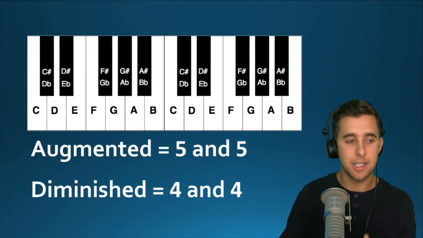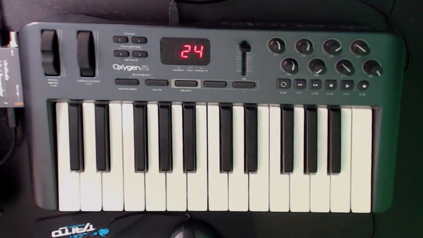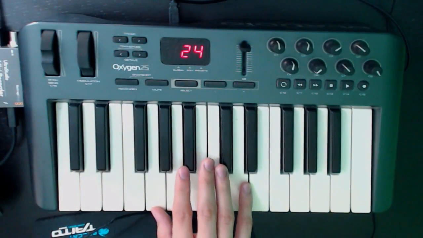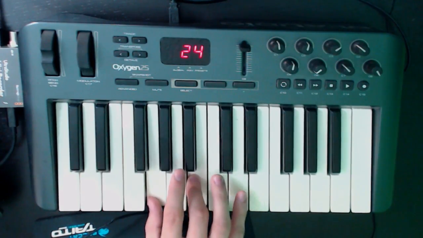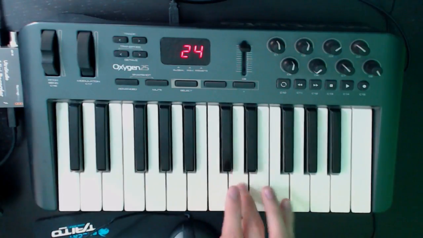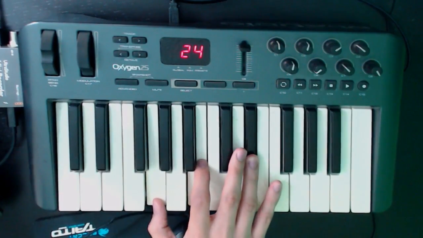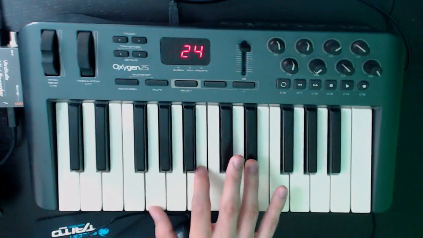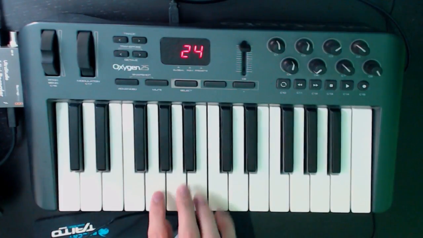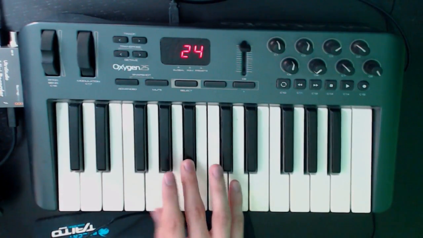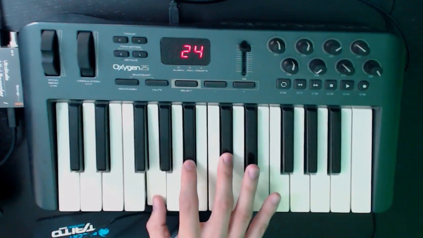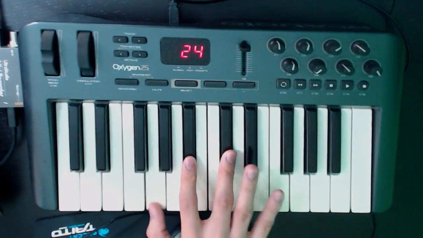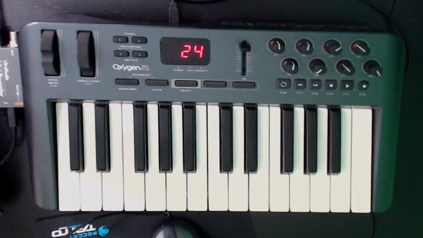So let's get back to the keyboard. Let's start on G again. So 5 and 5 for augmented. 1, 2, 3, 4, 5. Same as major. And then 5 again. 1, 2, 3, 4, 5. So this sounds a bit mysterious. And then diminished, 4 and 4. 1, 2, 3, 4. Same as minor. 1, 2, 3, 4. So this one here. So that's a diminished and an augmented.